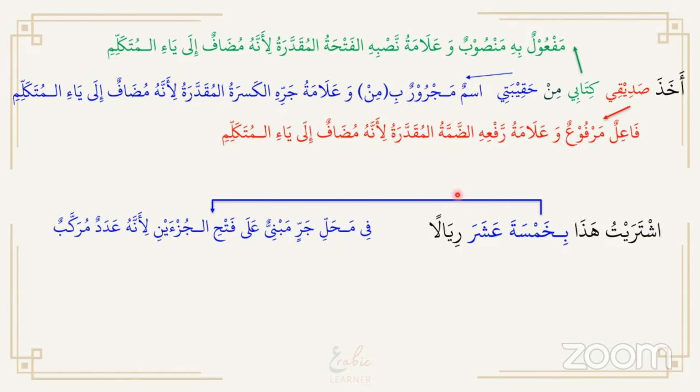So this is from the mahalli. Fi mahalli jarrin mabniyun ala al-fathati, because it is fatha on both the parts of the ala al-fathati. Ala al-fathatil juz'aini, on both the juz. There are two parts of murakkab and adad ma'dud, you know that. Okay. لأنه عدد مركب, because it is murakkab of adad, of the numbers.